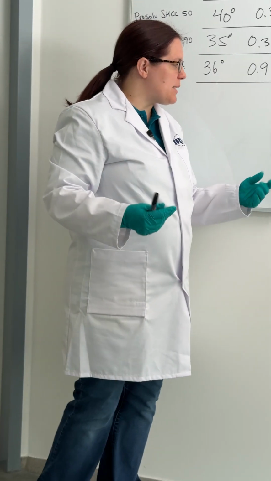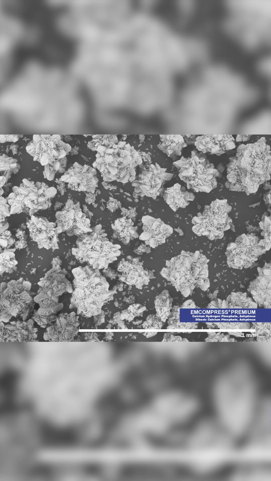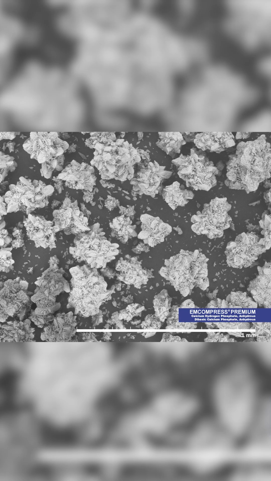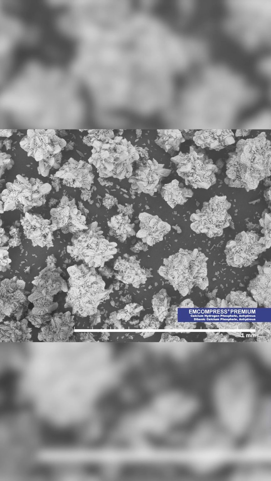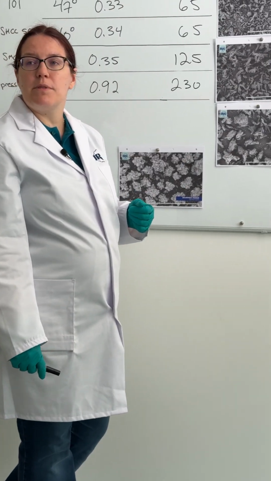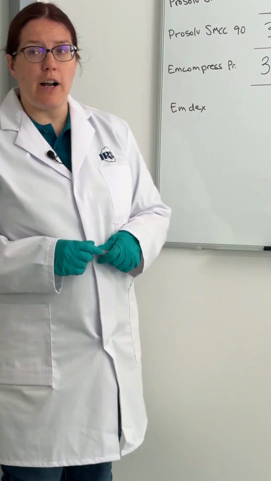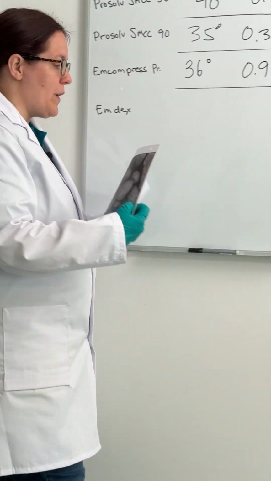So one possible explanation is while the overall shape is roughly spherical, there are a lot of angularities and projections that could interlock as these materials move past each other. And in fact, we know that there's a lot of friction between these materials as they flow. Whereas, as I mentioned, the ProSolve SMCC 50, the silicification lowers the friction between the particles. And so even with the advantages of density and particle size, you don't always see an increase in flowability to the same degree.